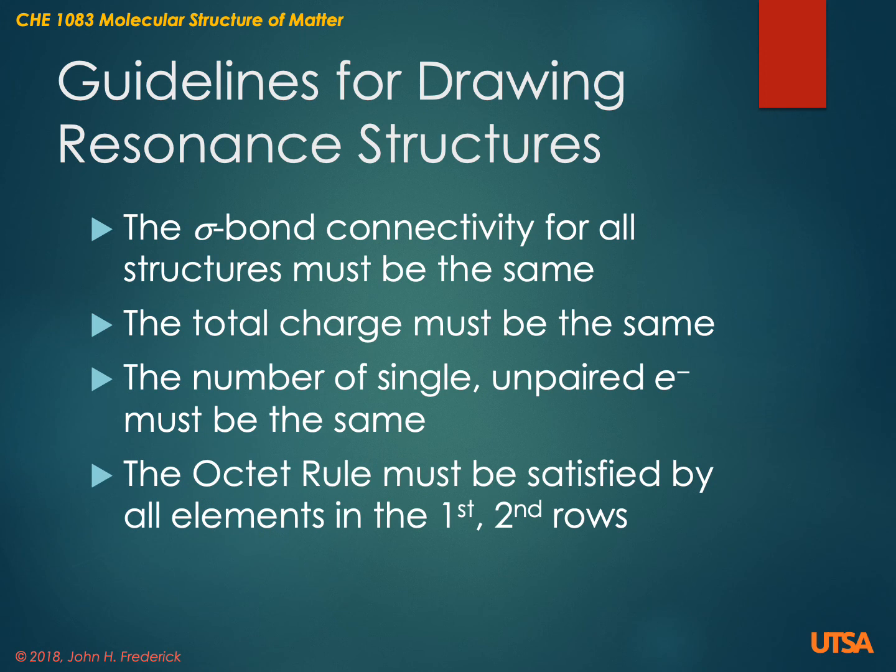The octet rule must be satisfied by all elements in the first and second rows. This is why ozone must exhibit these resonances, whereas sulfur dioxide does not. Sulfur dioxide can solve this problem by simply expanding its valence shell because it's in the third row.